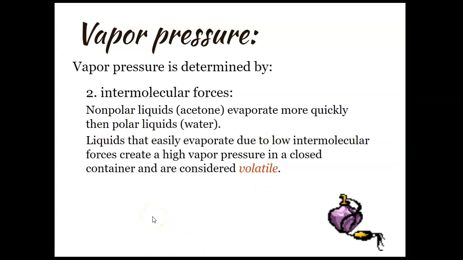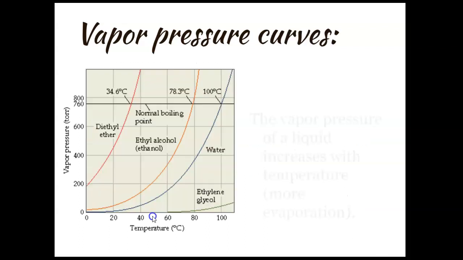The second thing is those actual intermolecular forces. Nonpolar liquids, like acetone, tend to evaporate more quickly than polar liquids, like water. Liquids that easily evaporate due to low intermolecular forces create a high vapor pressure in a closed container and are considered volatile. You could think of nail polish as kind of volatile, because the liquid in the nail polish evaporates really, really fast.